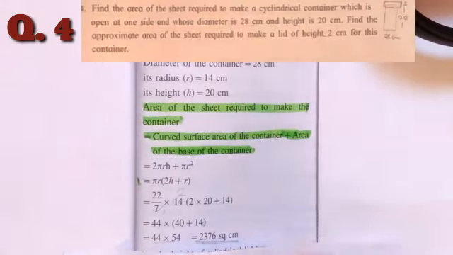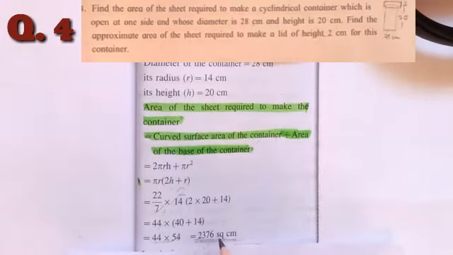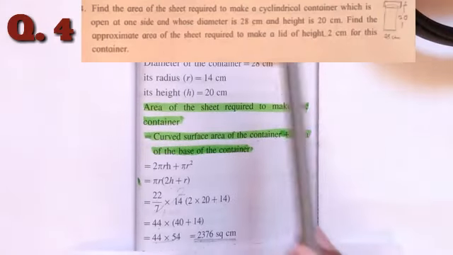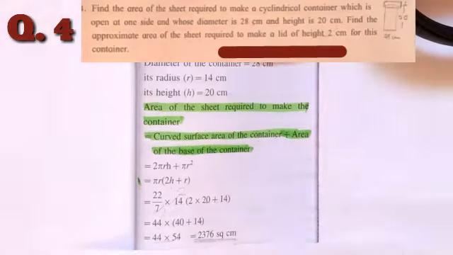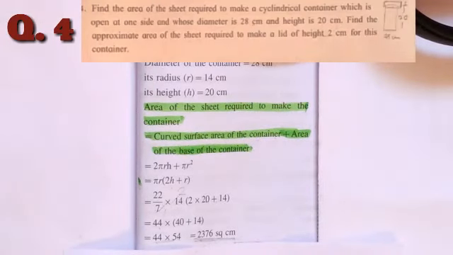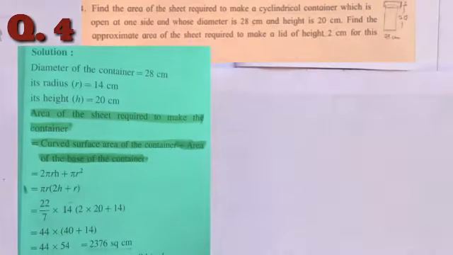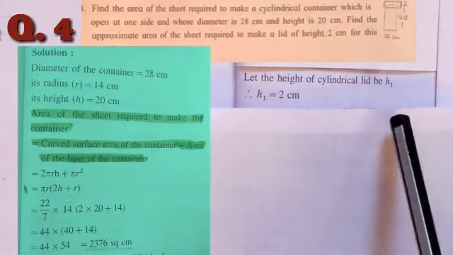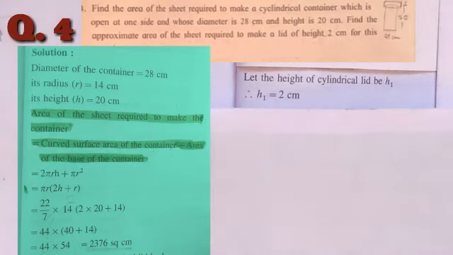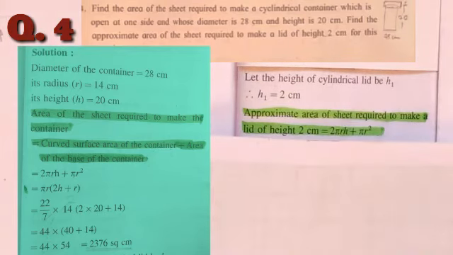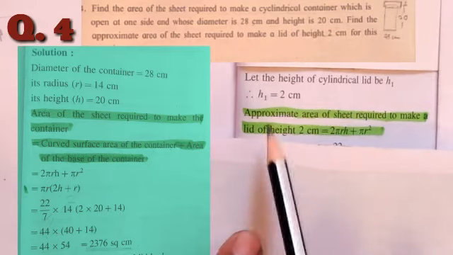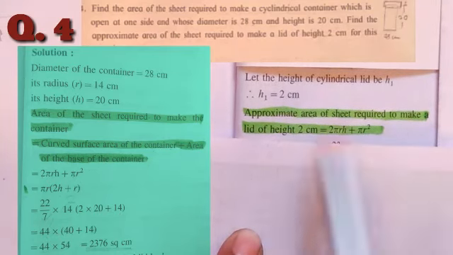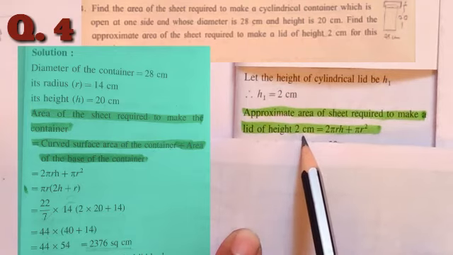This is nothing but the area of the sheet required to make the container. But now we have to think about the lid also, as we have to prepare the lid which has a height of 2 centimeter. So let's do it. Let's write what we know about the lid: the height of the cylindrical lid will be h1, that is 2 centimeter. Now students, let's calculate the area of the sheet required for making the lid. Therefore, the approximate area of sheet required to make a lid of height 2 centimeter.